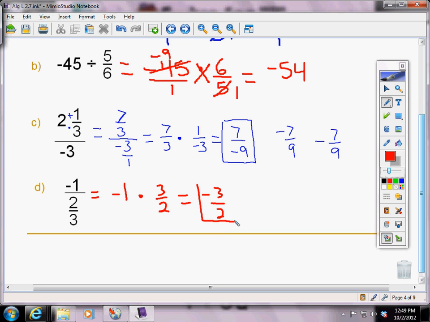It is totally acceptable if you leave it like this. In fact, most of the math you do now, we will not deal with mixed numbers, even though there is one given here, just because we always change mixed numbers into improper fractions before we can do anything. If you were to make this into a negative 1 1/2, that would be fine, but don't feel you have to. Negative 3 over 2 is perfectly acceptable.